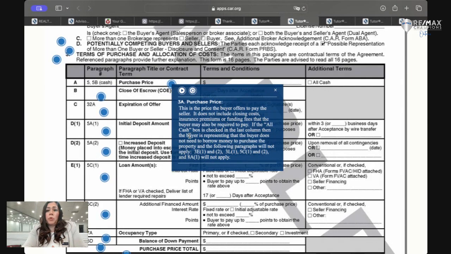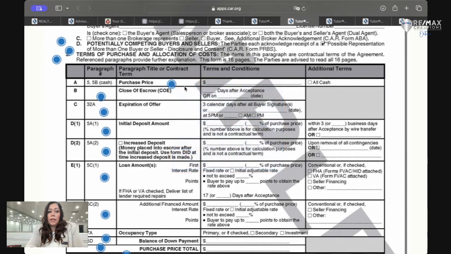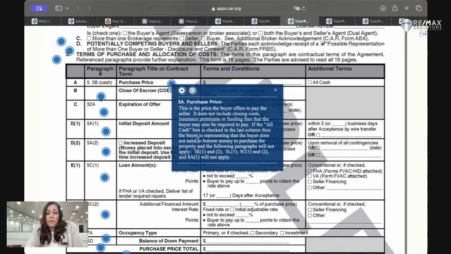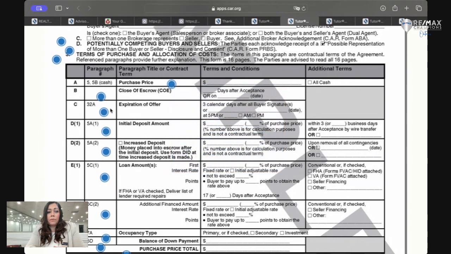So item 3A, purchase price. This is the price the buyer offers to pay the seller. It does not include closing costs or any other fees. It's just the price they're willing to offer on that property. And if the all cash box is checked in the last column, then the buyer is representing that the buyer does not need to borrow money to purchase the property, so the following paragraphs will not apply because you don't need to worry about financing.